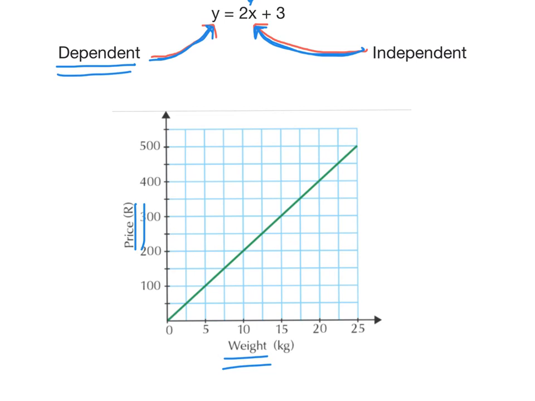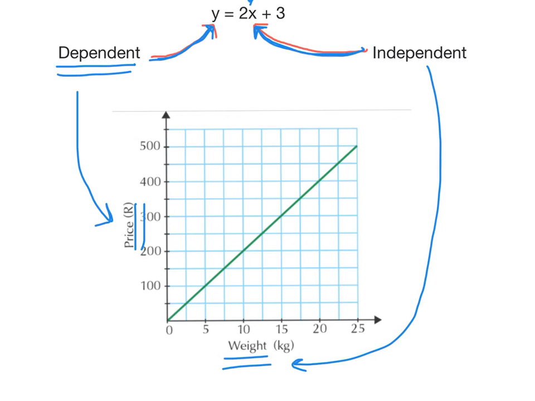Let's think about that. Do you think that if you're buying something like a grape, if you raise the price of the grape, does it make it weigh more? No. The grape does not get bigger because you raise the price. But if you buy more grapes, does it cost more? Yes. So the weight determines the price. So the price is dependent and the weight is independent.